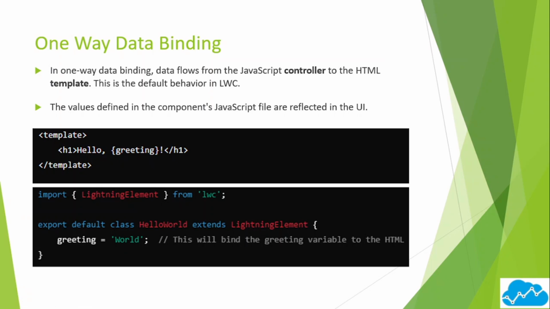In the JavaScript file, import in curly braces LightningElement from lwc, export default class with our component name, extending LightningElement. Here for greeting we put a word in single quotes, and whatever we put in the single quotes is what we are going to see in the UI page. By binding the data in the template file, this data is shown in the user interface. This binds the greeting variable to the HTML file. Like this we do one-way data binding.